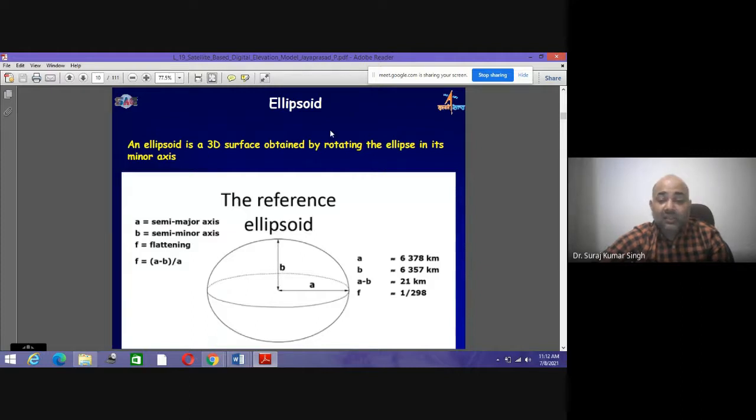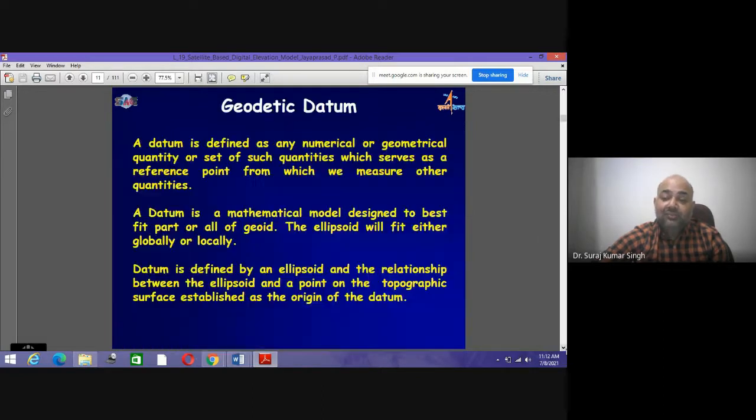Then again, I have already said that many of the scientists assume that the Earth is an ellipsoid. So an ellipsoid is the 3D surface obtained by rotating the ellipse on its major and minor axis. So you can see this is the mathematical formula on the basis of which some scientists say that the shape of the Earth is ellipsoid.